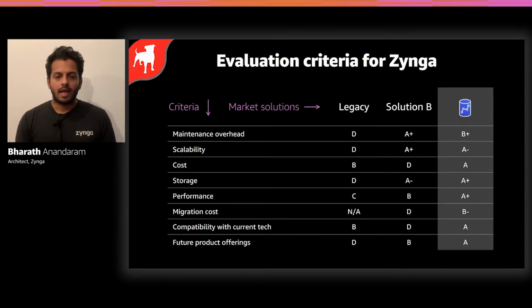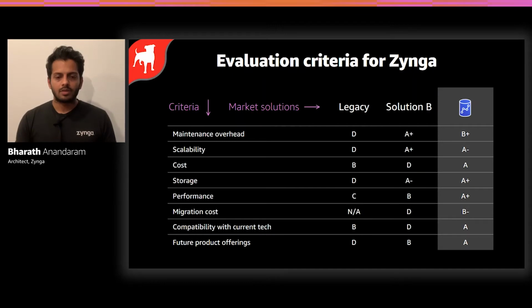The two solutions we ran an in-depth proof of concept on were Solution B and Redshift using the new RA3 instances. Both proofs of concept took several months. The POC involved us setting up a cluster and running an entire suite of tests to understand how the product performed within the context of Zynga's use cases.